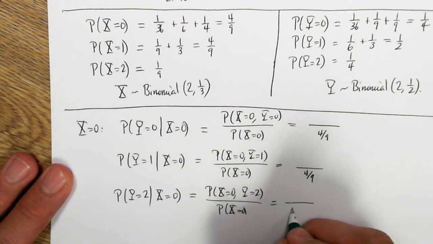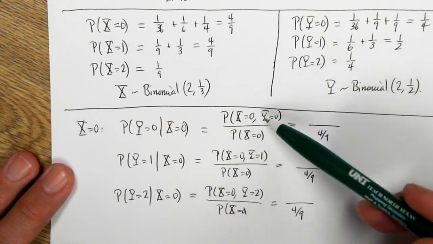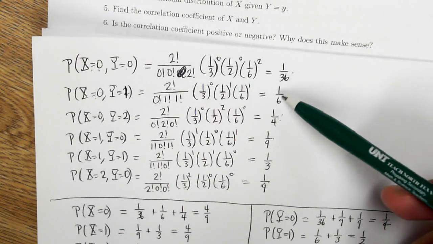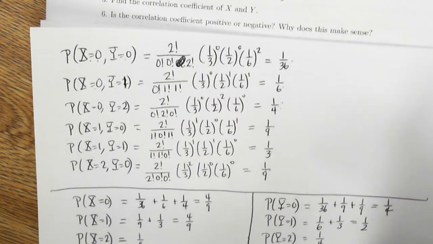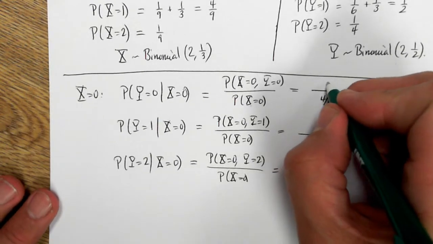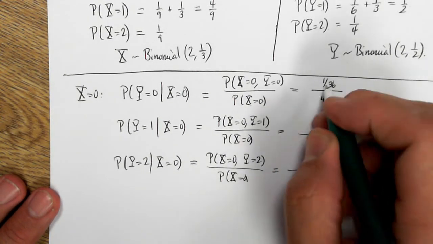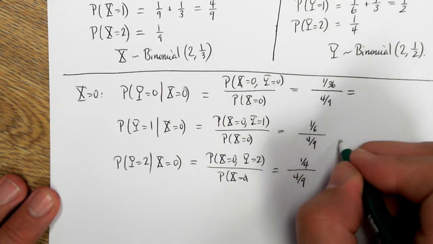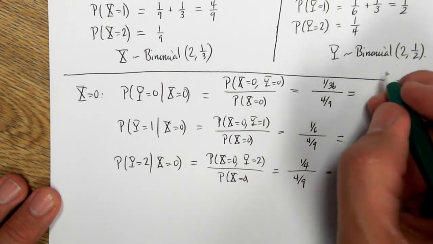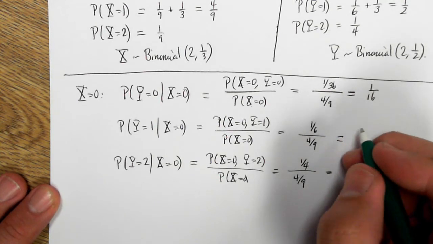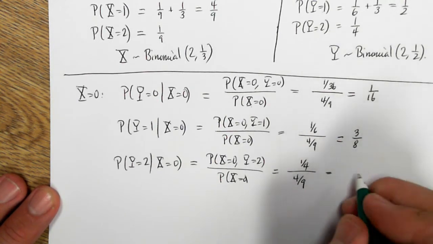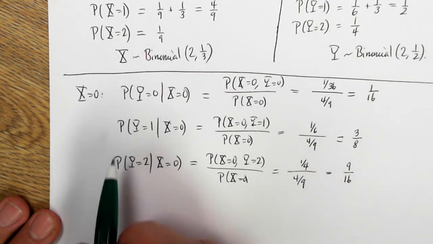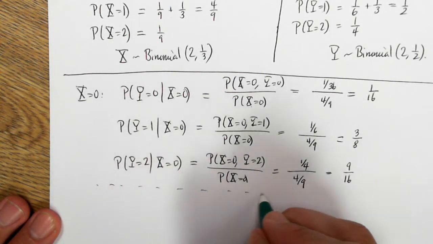So that's the same for all 3 of these. The chance of x equals 0, y equals 0, and so on, that's going to be 1/36, 1/6, and 1/4. So 1/36, 1/6, and 1/4. And so this works out to be 1/16, this works out to be 3/8, and this works out to be 9/16. So that's if x equals 0.